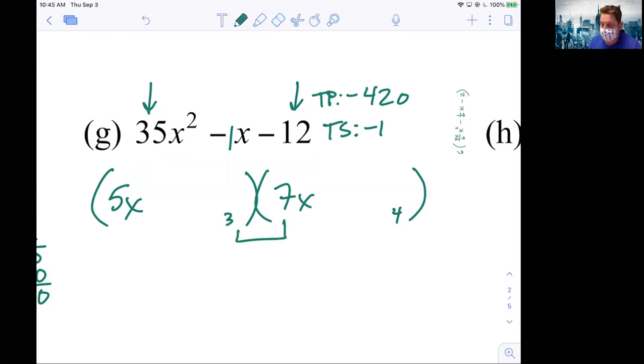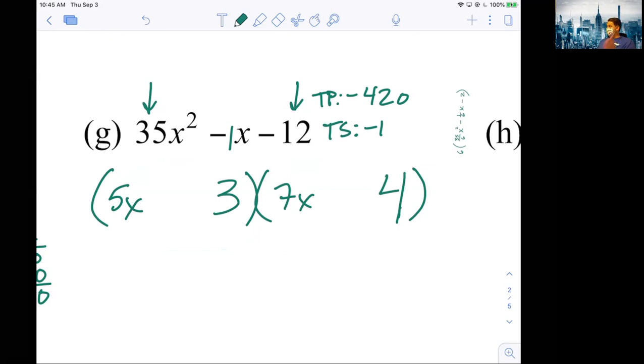3 times 7 is 21. 5 times 4 is 20. They differ by 1. Hey, we got it. So now we'll get rid of that, and we'll write 3 and 4 more prominently, more boldly. And now all we have to do is work on the sign.